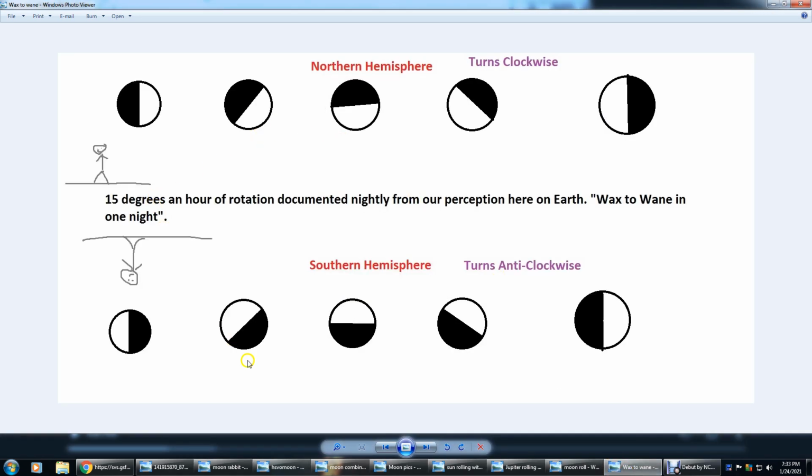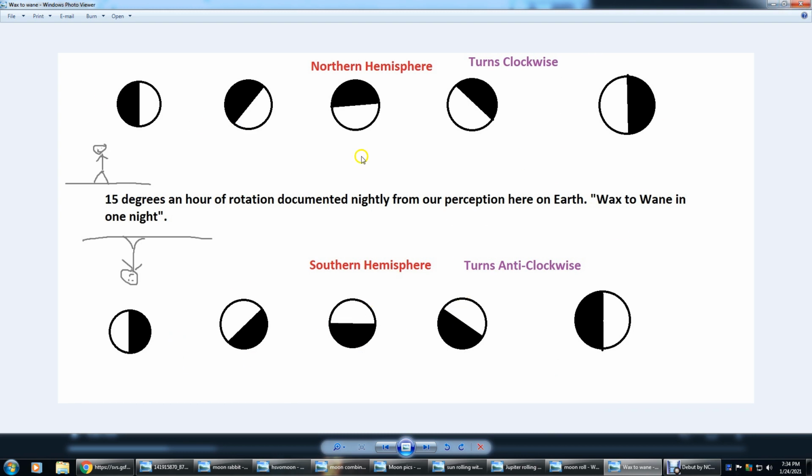Here's another, this is one I made to show it. Northern hemisphere turns clockwise. Southern hemisphere, it turns counterclockwise or anti-clockwise. It doesn't matter whether you're in the northern or southern hemisphere or even the equator, the moon is doing it. The equator does it a little differently. It'll do like a quick flip 180 degrees over 4 hours rather than, in your temperate zones of the northern and southern hemisphere, more of a roll, 15 degrees an hour or so.